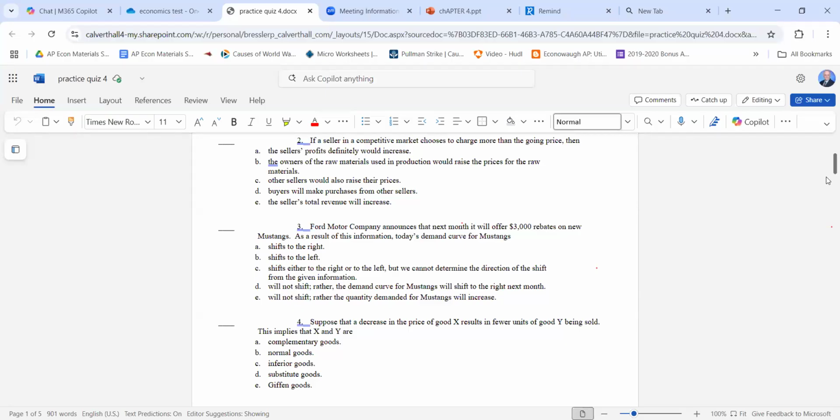Now, you could expect maybe the same questions about complements, which would be, suppose that a decrease in the price of good X results in more units of good Y. That would be a complement. So think about it that way. Okay. Number 9.